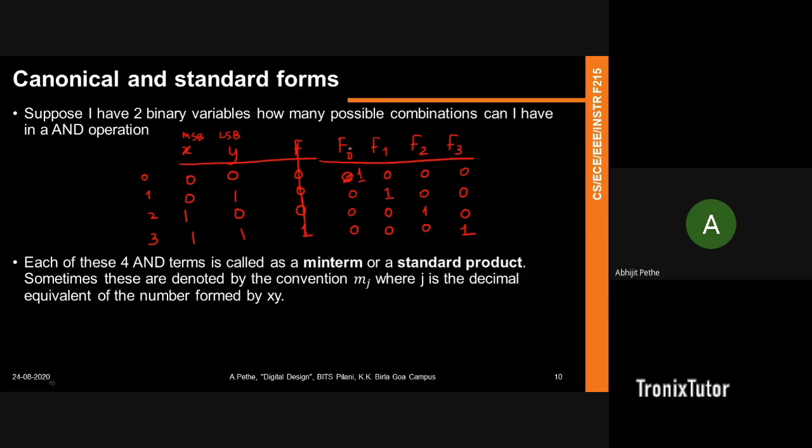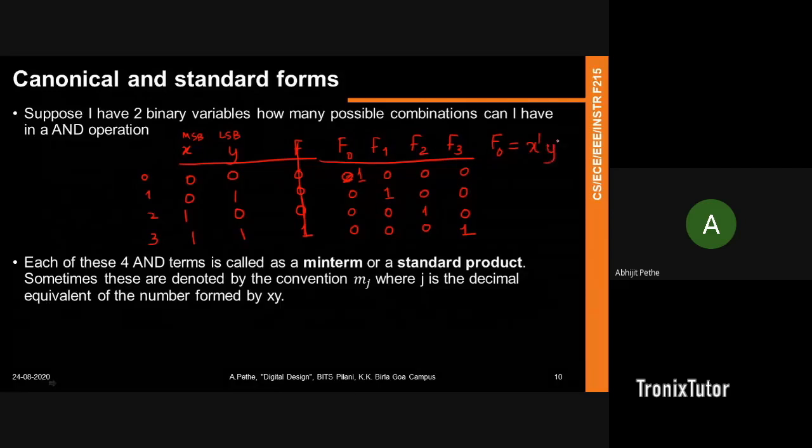That is, f0 is high only when x and y are both 0. f1 is high only when x is 0 and y is 1. f2 is high again when x is 1, y is 0, and f3 is high when both are high. So what can you tell me the expression for f0 is? One of you? Suppose I want the Boolean expression for f0. What is it? X prime, Y prime.